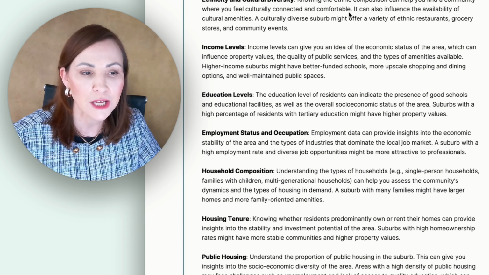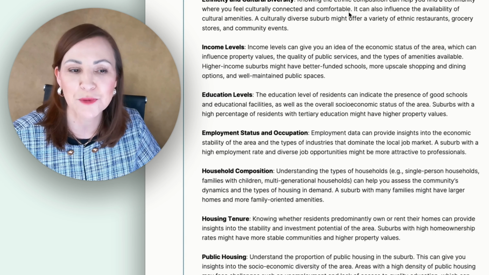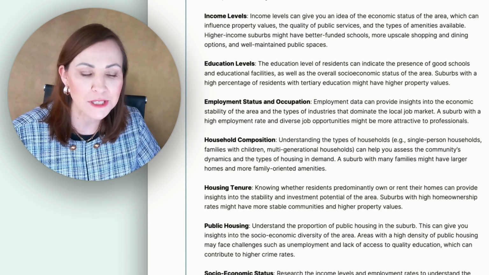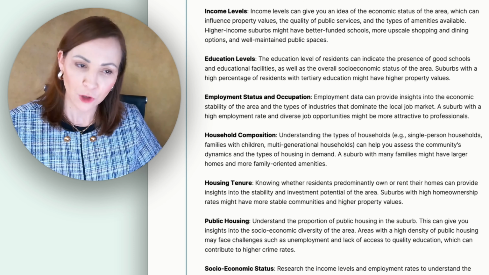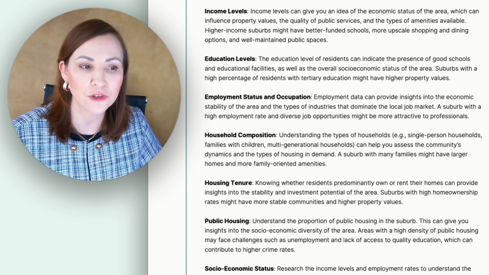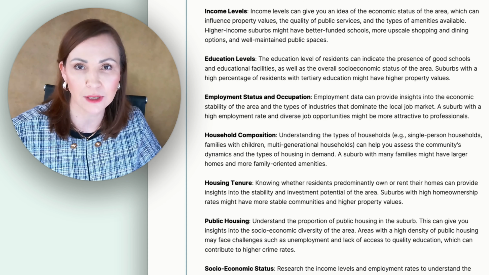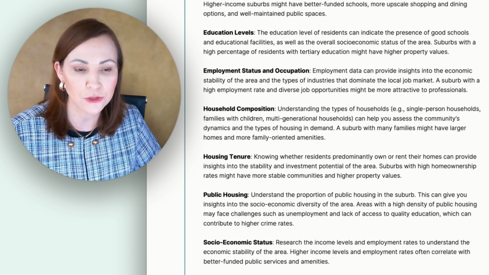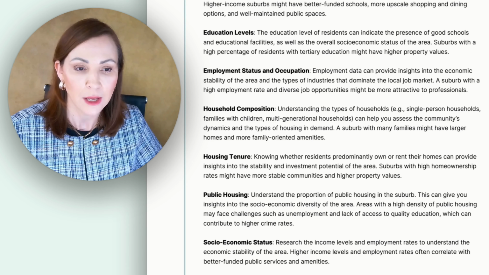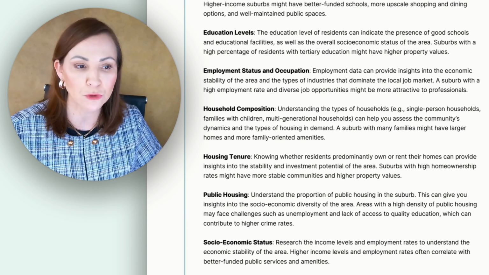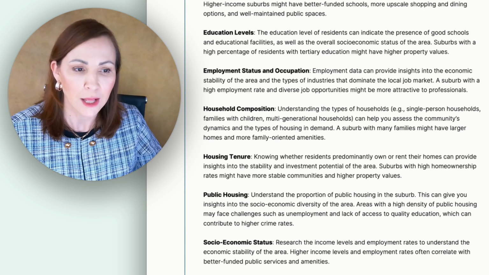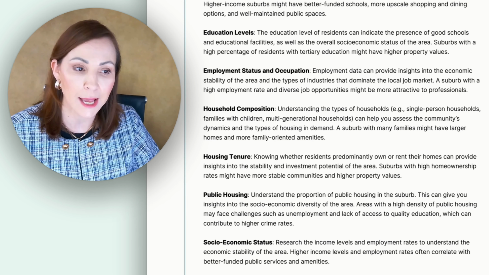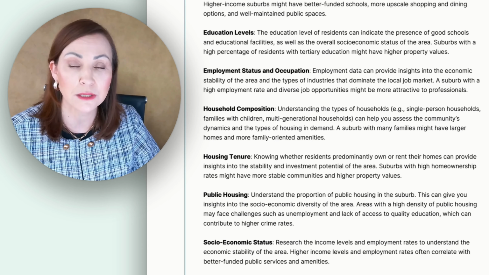Education levels. The education level of residents can indicate the presence of good schools and educational facilities. Employment status and occupation. Employment data can provide insights into the economic stability of the area. Household composition. Understanding the types of households, whether they're single person households, families with children, or multi-generational households, can help you assess the community's dynamics and the types of housing in demand in that area.